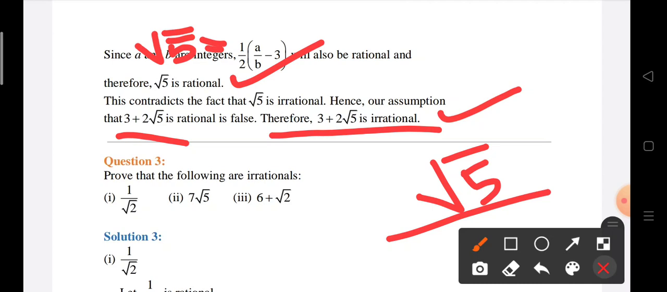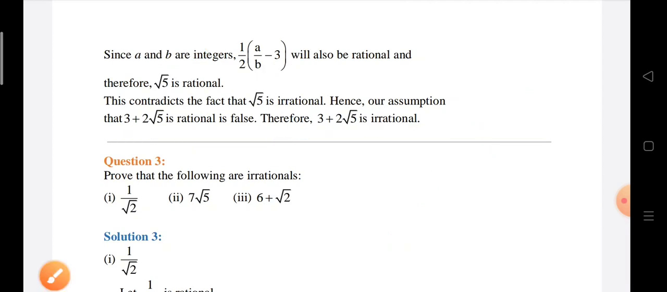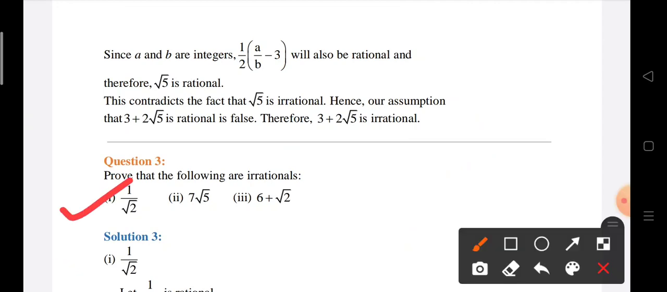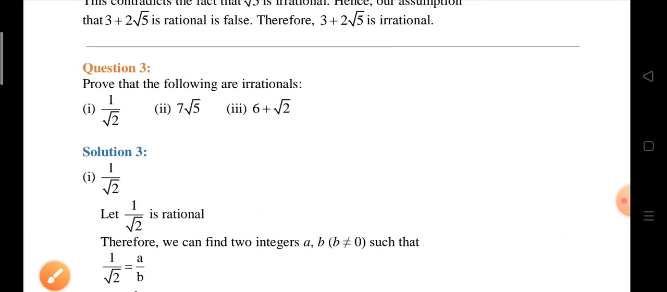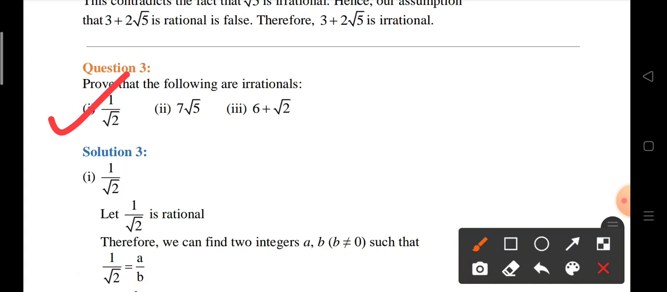Now we are moving towards the question: prove that the following are irrational. 1 upon root 2, 7 root 5, 6 plus root 2. This is of the same kind as what we have done just now, 3 plus 2 root 5. So now we are doing the first one, that is 1 upon root 2. Clear?